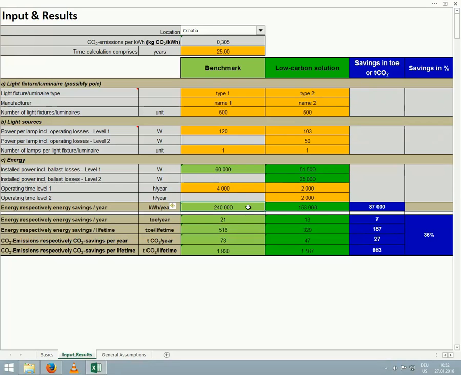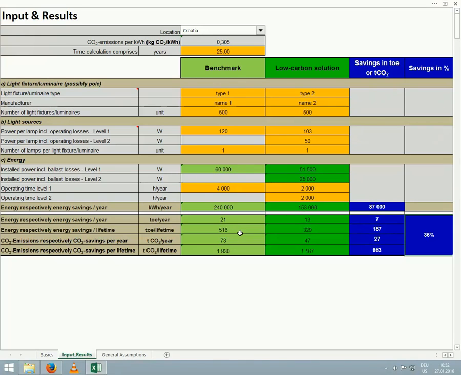We see the benchmark consumes 240,000 kilowatt hours per year, while the low carbon solution requires just 153,000. In this case, using the low carbon solution results in savings of 87,000 kilowatt hours per year. In terms of resources, the benchmark would require 21 tons of oil equivalents per year, while the low-carbon solution would require just 13 tons. That's a 36% reduction in energy.